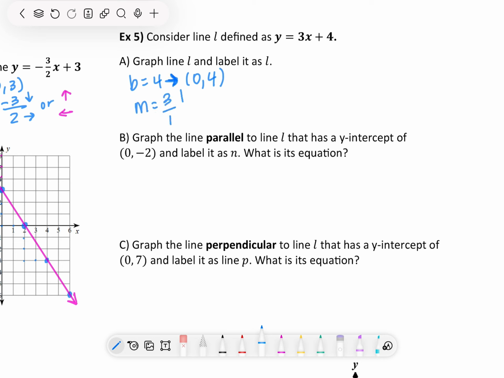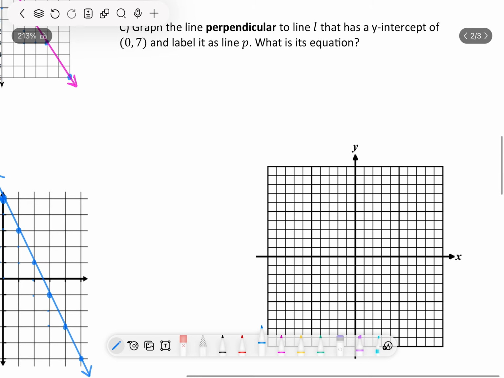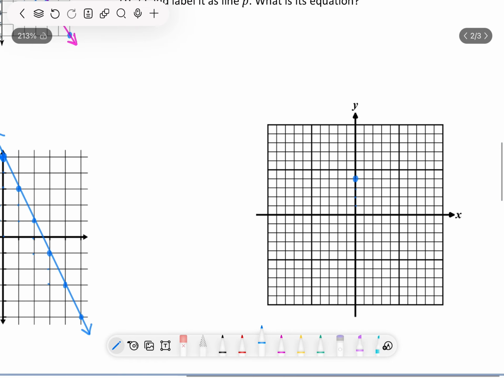Since they're positive, I'll go up and to the right and label that line as L. Okay, so starting at 0, 4, count up to 4: 1, 2, 3, 4 here. And then we're going to count up 3, right 1. So up 3, right 1, up 3, right 1.